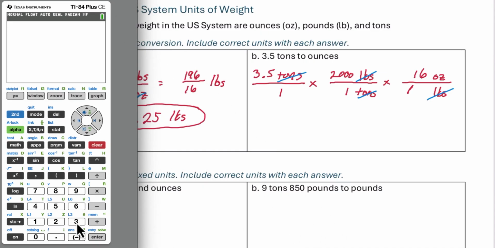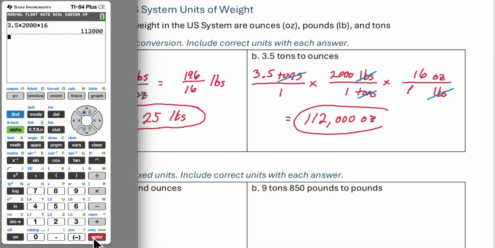And now we have 3.5 times 2,000 times 16, which is 112,000 ounces. So 3.5 tons is 112,000 ounces.